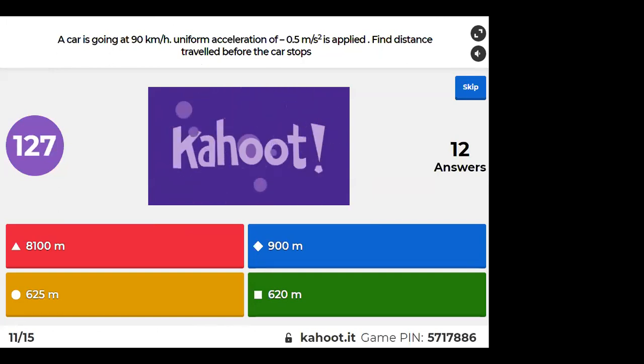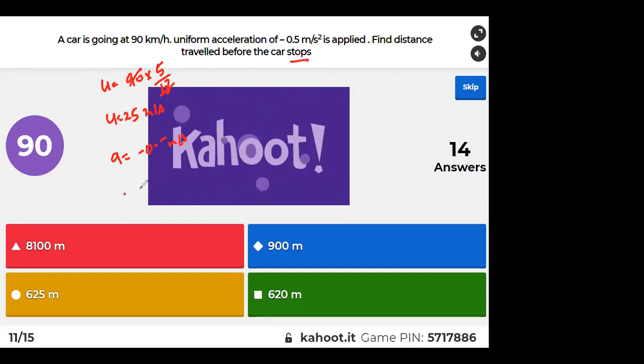Now, first of all, you have to understand what variables are given. This is u, and u is given in kilometer per hour. If you have to convert into meter per second, you multiply by 5 by 18. This we studied in class 7th. So u is 25 meter per second. Uniform acceleration is given, minus 0.5 meter per second squared. Find the distance traveled before the car stops.